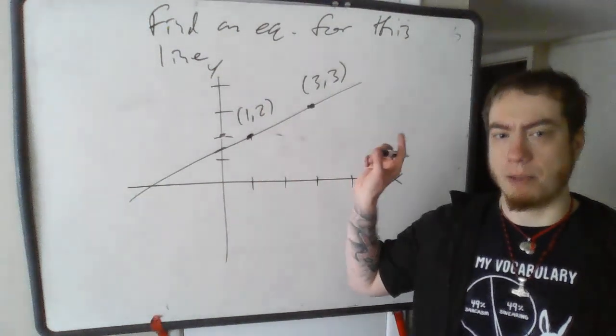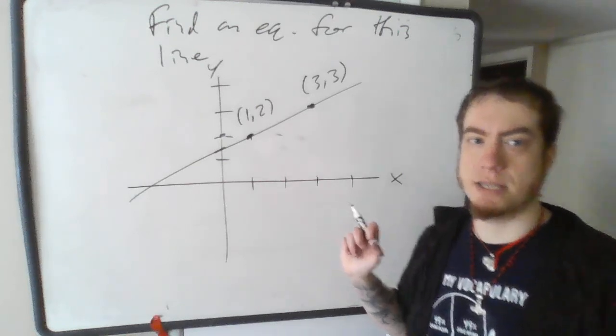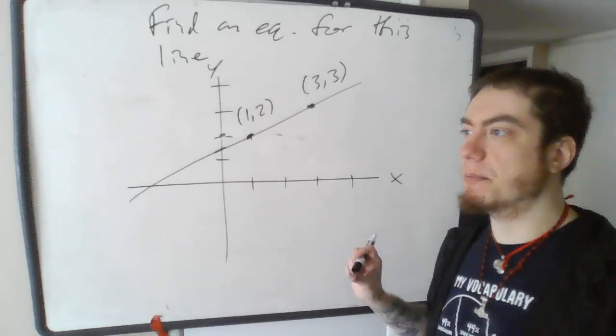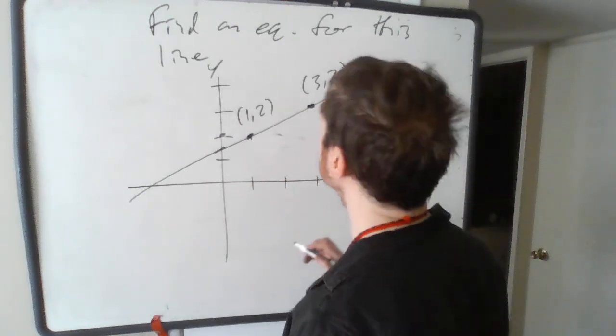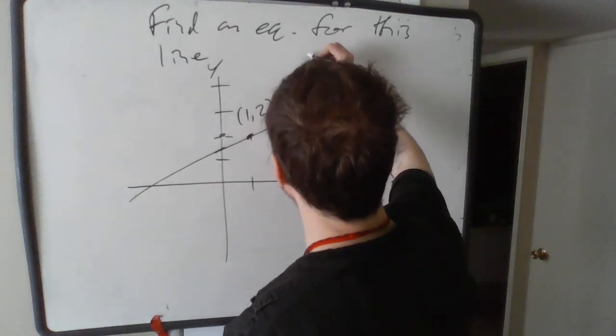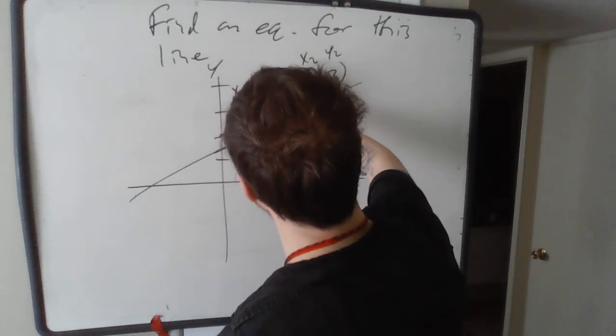Well, here's the thing. We've already done a problem where we're given 2 points and we have to find an equation for the line. It's not anything different than the previous example that we were doing. It's going to go the same way. So I'm going to pick this as my second point. So this will be x2, y2. This will be x1, y1.